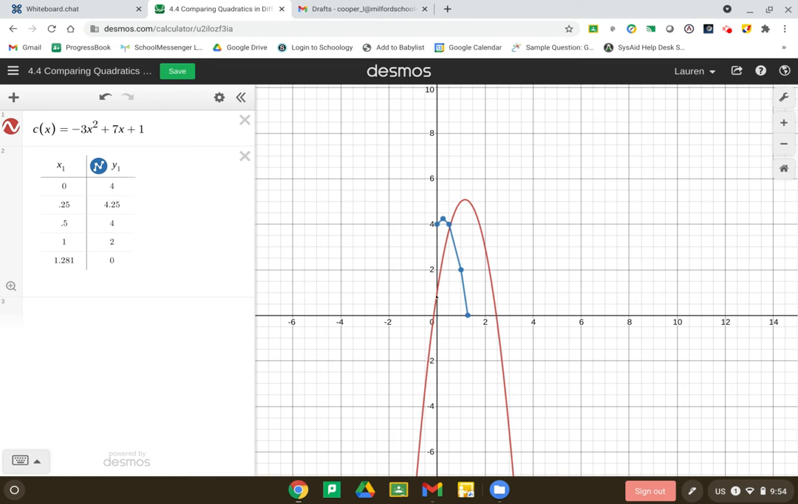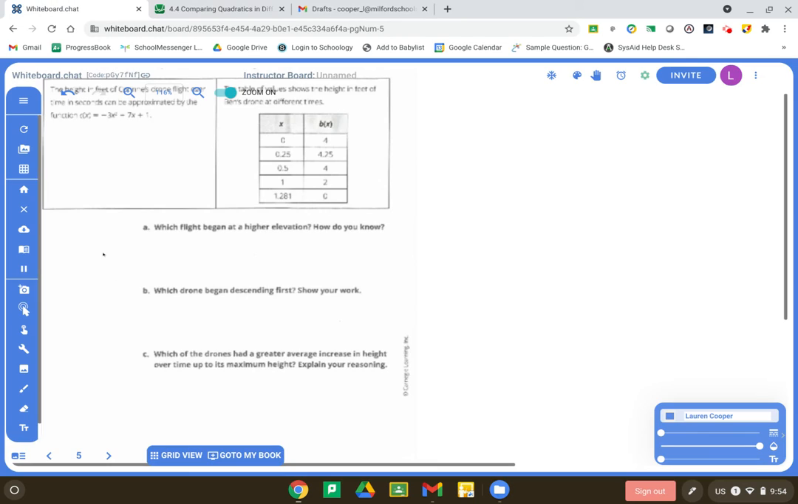But we do have a y-intercept for both of them. So the y-intercept for Corinne is 0, 1. The y-intercept for Ben is 0, 4. And then the maximum for Ben is 4.25, and the maximum for Corinne is 5.0. So let's see what we can answer from that.